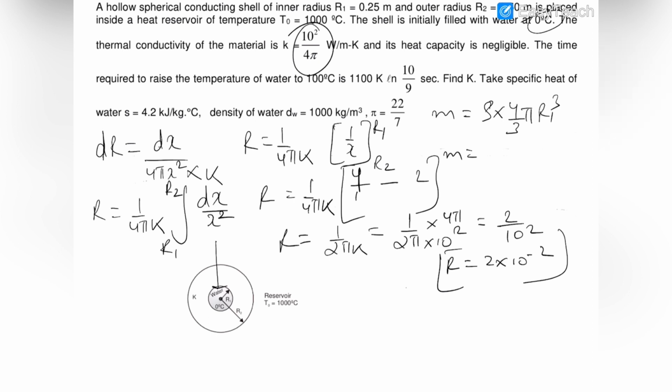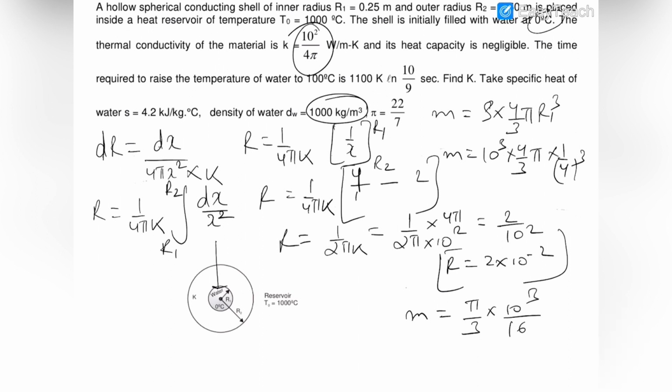So mass will be equal to density, which is 10 raised to power 3, times 4/3 times pi times r1 cubed, where r1 is the radius, this one. So this is (1/4) whole cubed. So this is the mass, which is pi/3 into 10 raised to power 3 divided by 16. So you can say that m will be equal to pi into 10 raised to power 3 divided by 48.